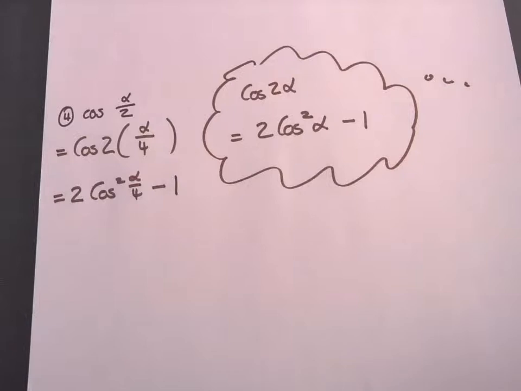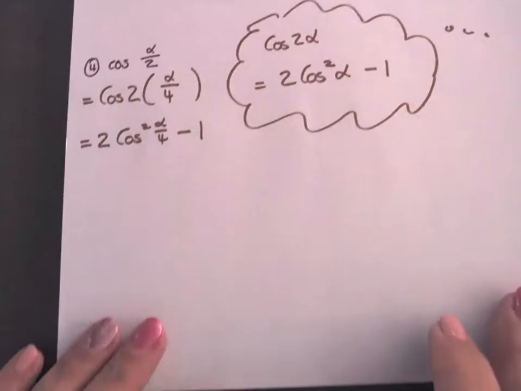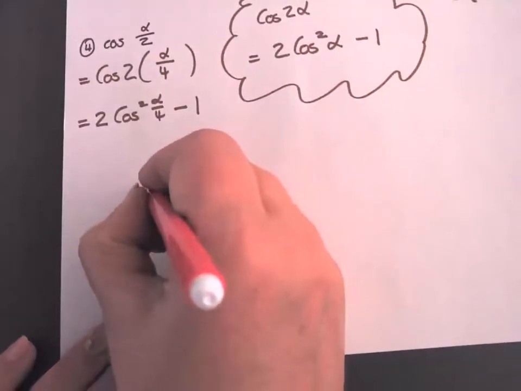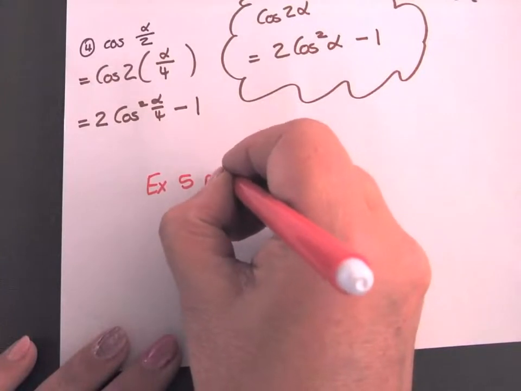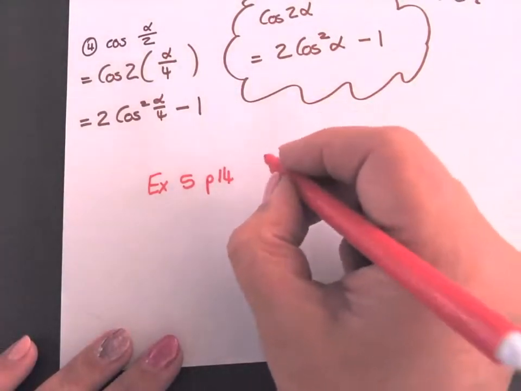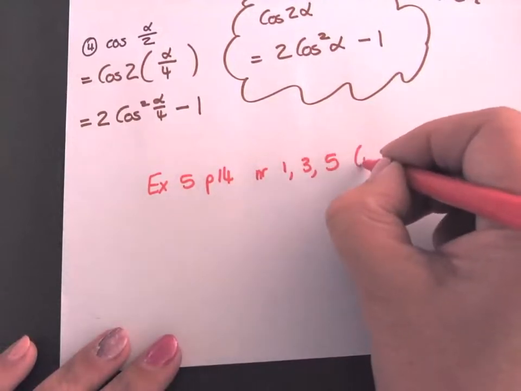Okay, that is today's lesson. Your homework for tomorrow is exercise 5, page 14 of the notes, number 1, 3, and 5.